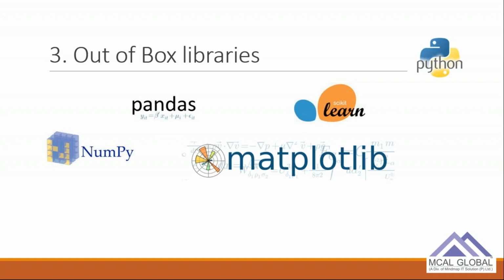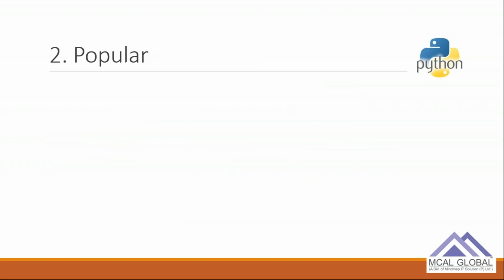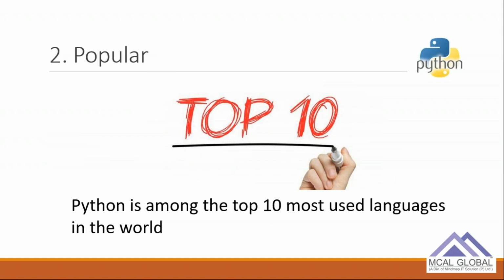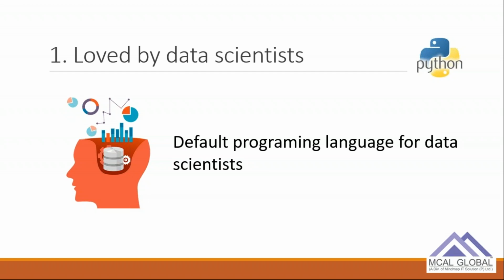So as I told you, these are the libraries that Python has, and we'll not go into depth right now. But these are the packages. Pandas and NumPy are used for data structures. Scikit-learn is for your machine learning. Matplotlib is for visualization. It is in the top 10 amongst most used languages in the world, loved by data scientists.